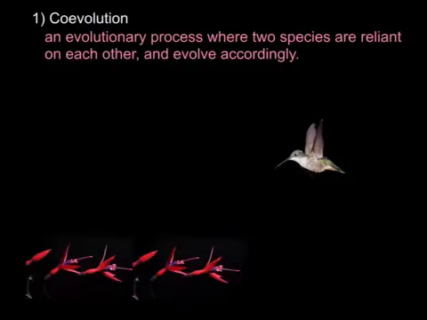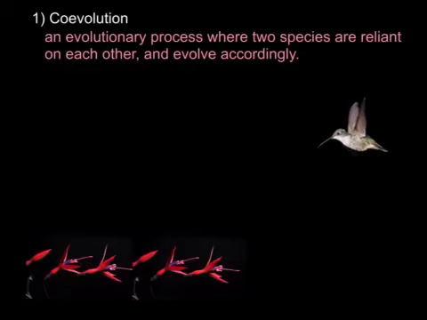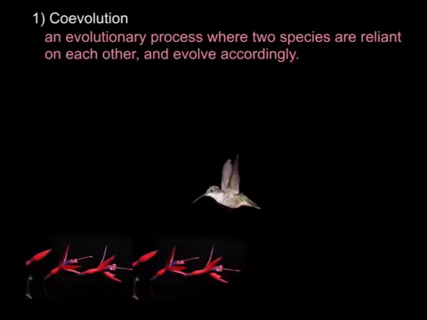Coevolution, an evolutionary process where 2 species are reliant on each other and evolve accordingly. For example, there is the hummingbird and the long-stem flowers. They have co-evolved for a long time. When one evolves, the other evolves accordingly.